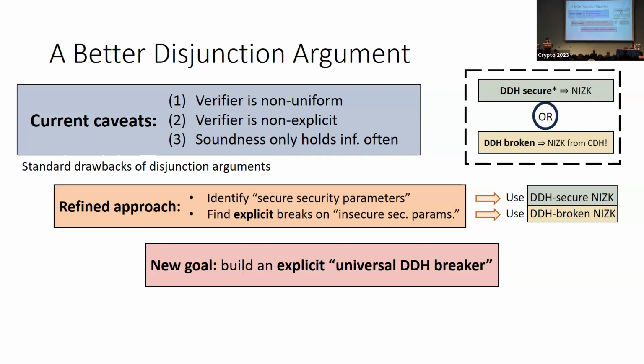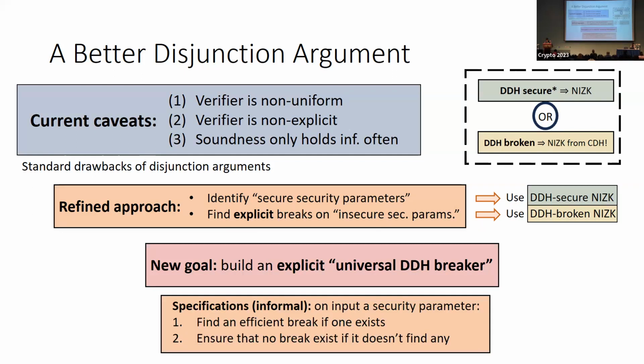So what would be a universal breaker? That would be an algorithm that, given a security parameter, tests whether DDH is broken or not. And if it's broken, it finds an explicit break. So again, if a break exists, then my algorithm finds it. And if it doesn't find any break, then that ensures me that DDH holds in this group. So the rest of the technical part of the talk will be trying to define and construct this.